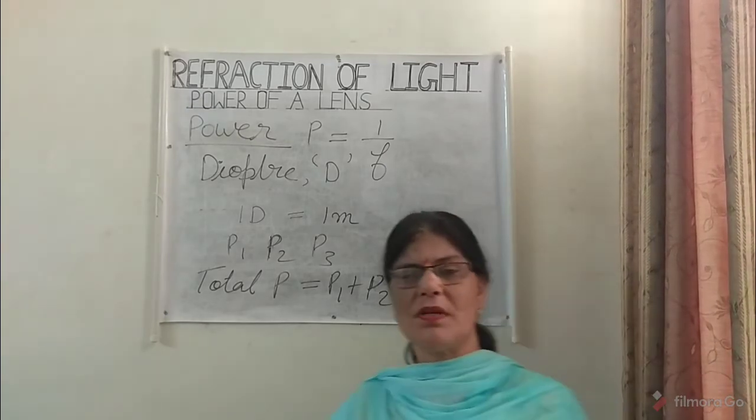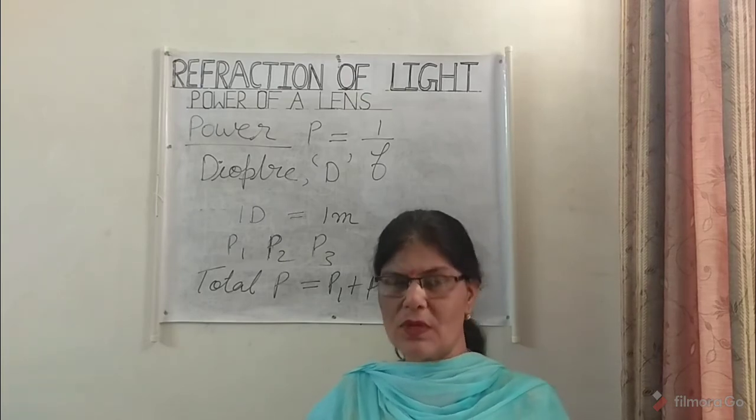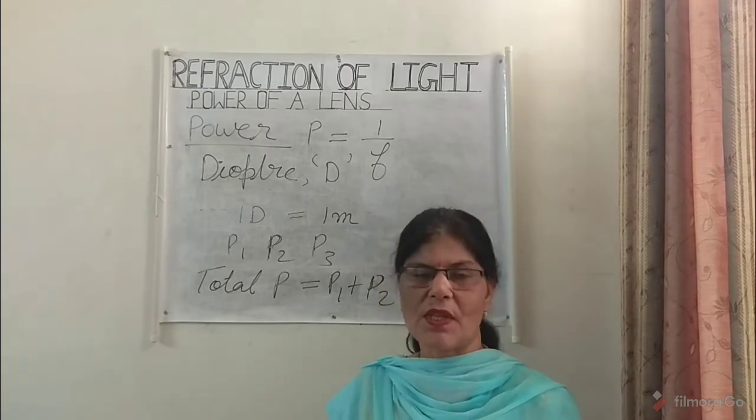So this is all about power. Power is equal to the reciprocal of focal length, and focal length is measured in meters here, and the unit of power is diopter. This is all about the power of a lens. Okay.